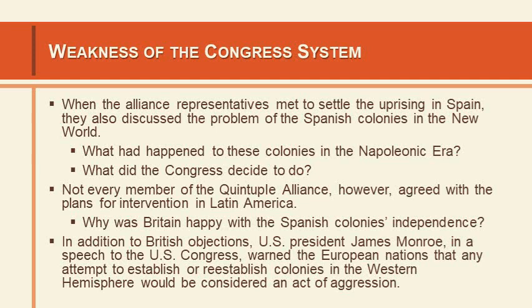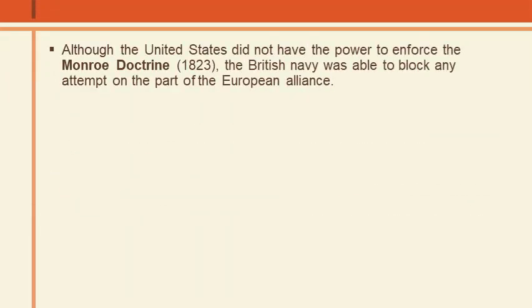So, James, President Monroe warned the European nations not to get involved in the Western Hemisphere. This became known as the Monroe Doctrine. And so, even though the United States could not enforce it, the British Navy, who were interested in maintaining their trade with South America, end up sort of de facto allying with the United States on this.